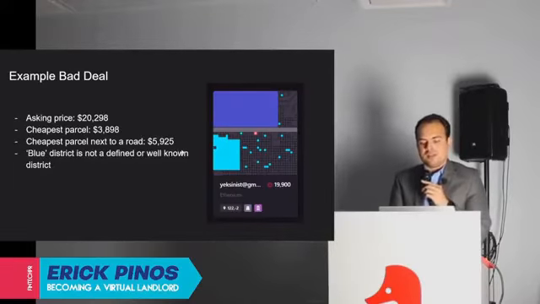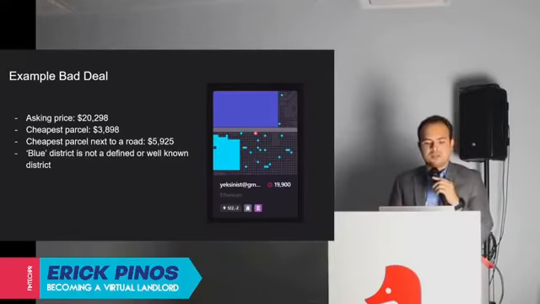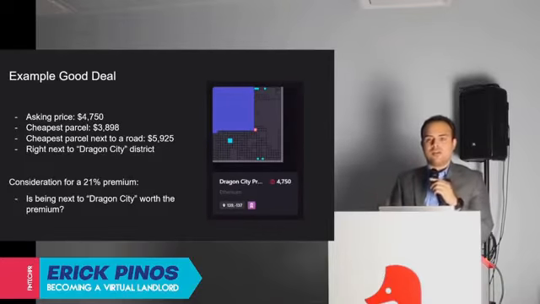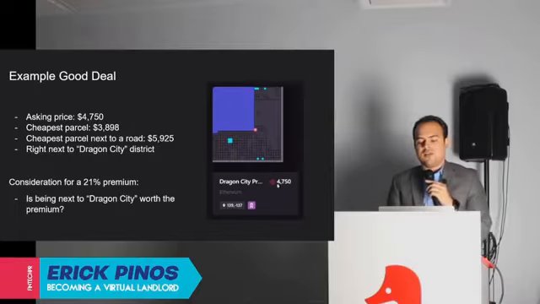So this is an example. This is something that I would avoid, even though they try to get you into thinking that it's a good deal because of the road and because of the blue district. On the other side, a good deal. This is Dragon City. It's right next to Dragon City.